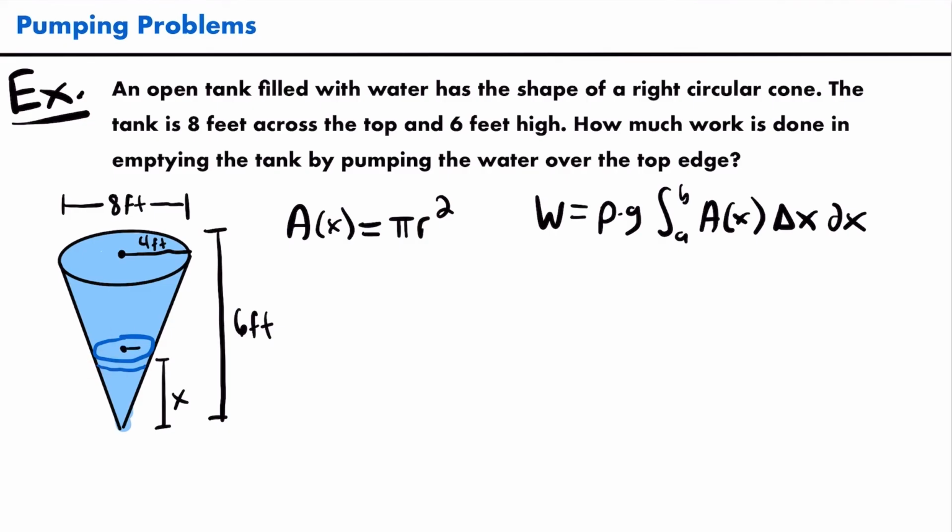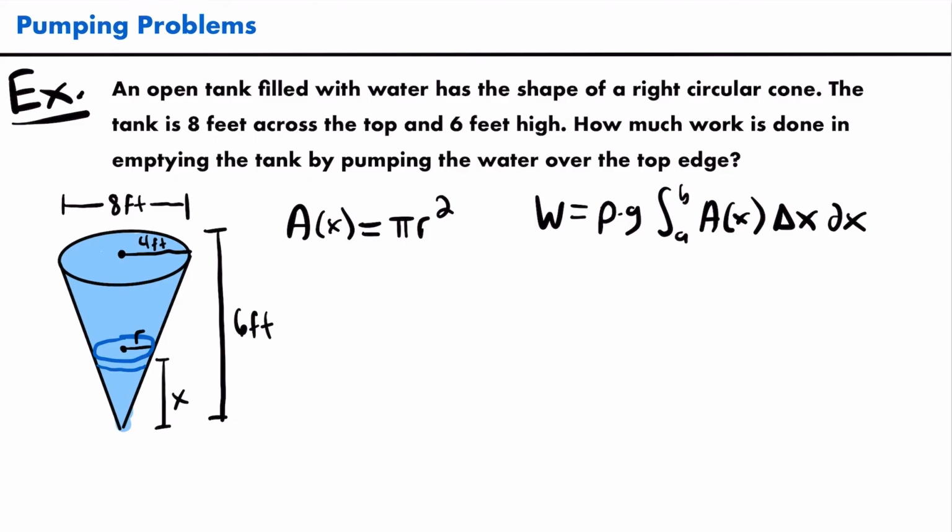This distance right here would be the radius r, but we don't really know what that is, right? Because as we look at more and more slices of water throughout the entirety of this tank, the radius of that slice is going to change depending on where that slice is within the tank. It's not going to be a constant radius because the tank is shaped like a cone. But what we can do is represent the radius in terms of x by using similar triangles.